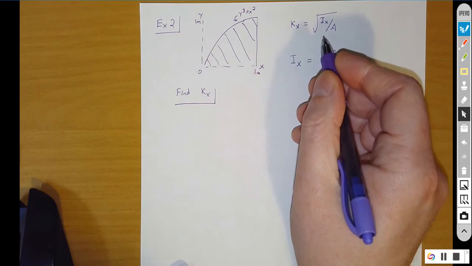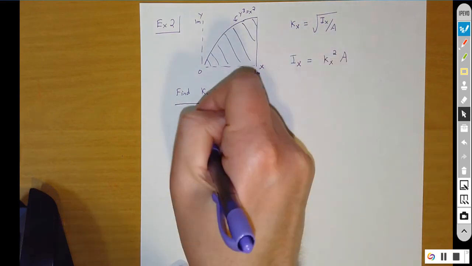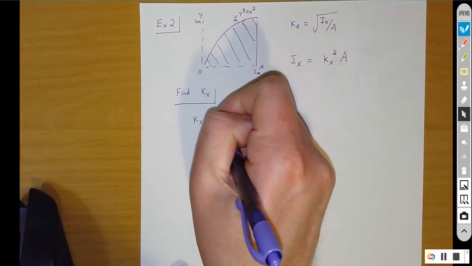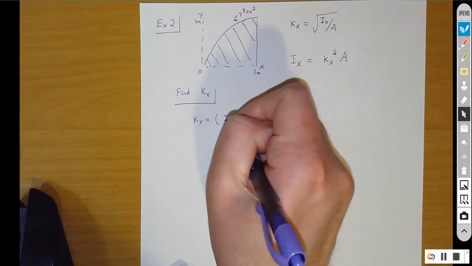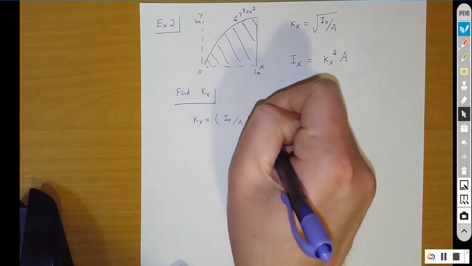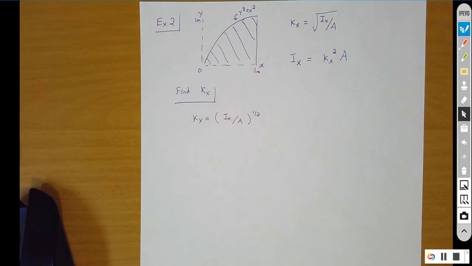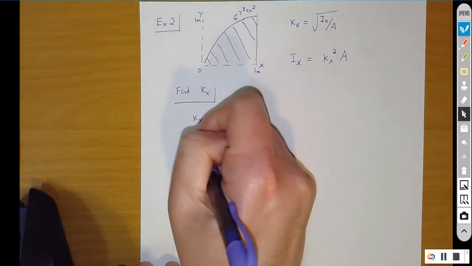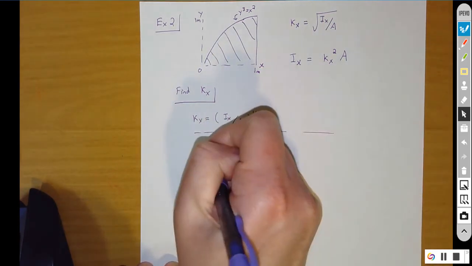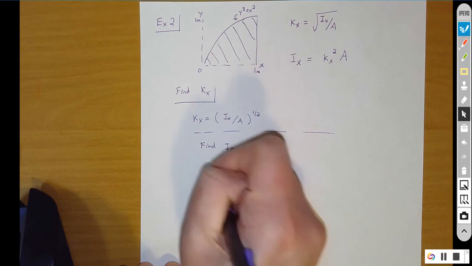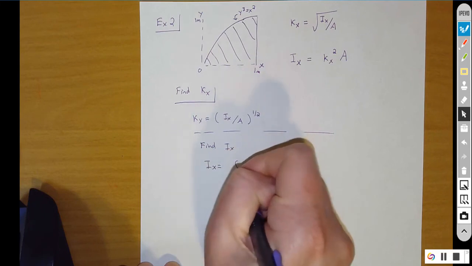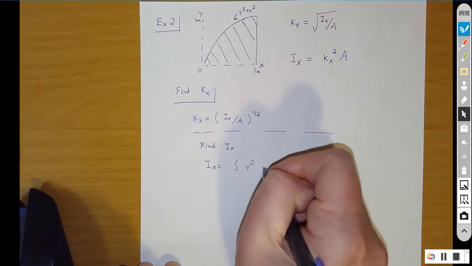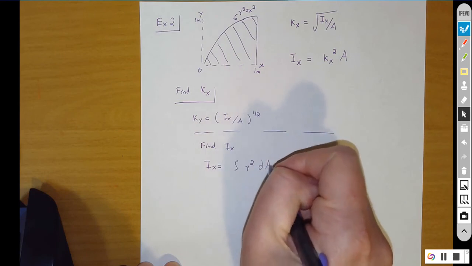So the first thing we're going to have to do, we know that kx is going to be equal to Ix divided by A, and we're going to take the square root of that. So we need to find Ix and A. Let's start off by finding Ix. Ix is going to be the integral of y squared dA.